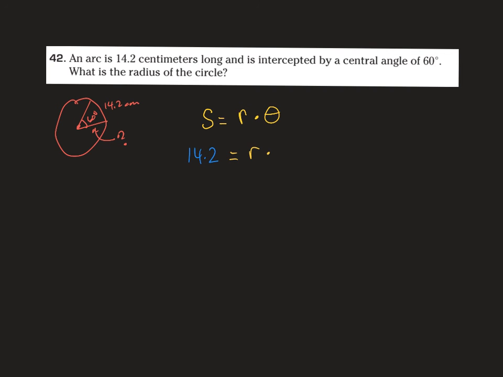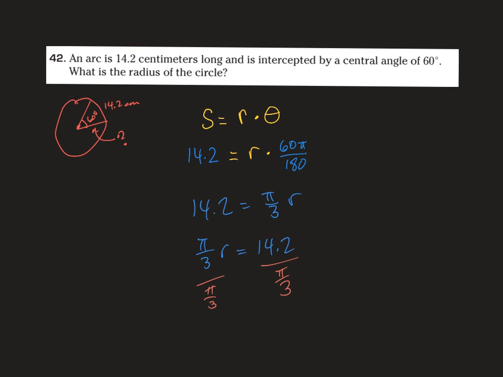The angle is 60 pi over 180. And 60 pi over 180 actually reduces to pi over 3. So to make my life easier when I do this calculation, I'm going to convert that ahead of time. So my equation is 14.2 equals pi over 3 r. Or if you prefer, we can do pi over 3 r equals 14.2. And then our job is to divide both sides by pi over 3. Or multiply by 3 over pi if you prefer.